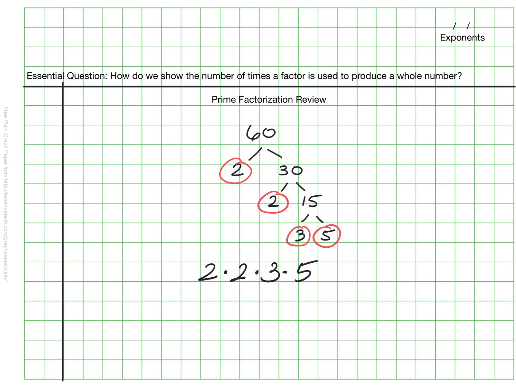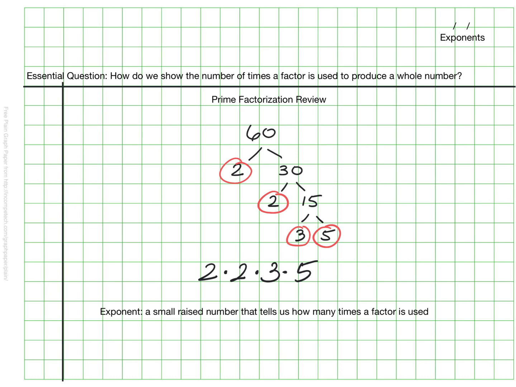Now let's connect this example to the term exponent. But first, let me define what an exponent is. An exponent is a type of notation, right? So it is something that indicates something for us, and it's a small raised number that tells us how many times a particular factor is used in a multiplication problem.